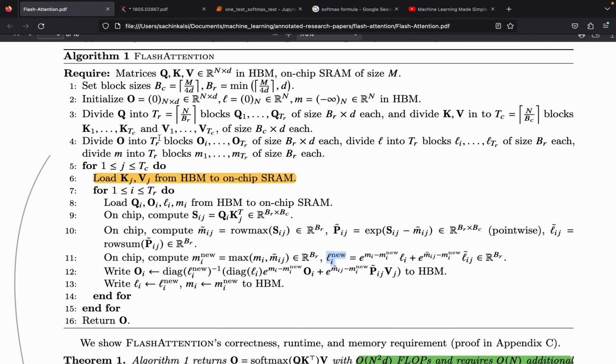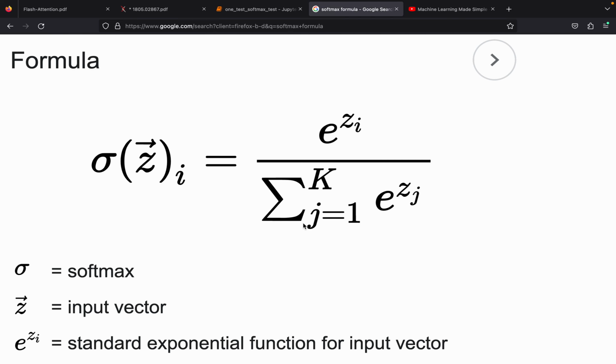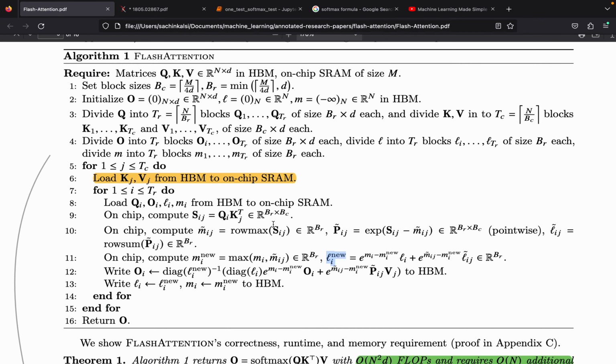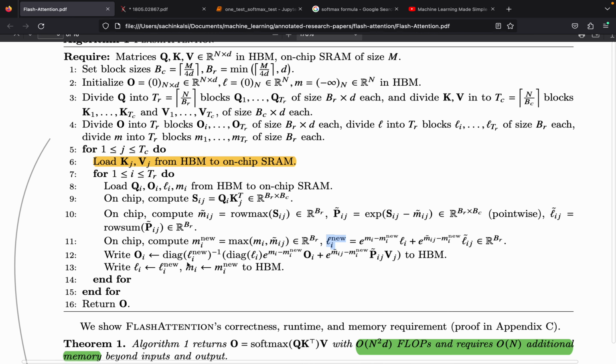Okay, and after that, L is something called the denominator, whatever we are seeing here. L is a summation where we go to each of the elements and take e raised to that element minus the max. That's what L is, and that is with respect to only the blocks which have been loaded. Okay, and then finally Oi will be calculated, that is the output, and that's also written back to the HBM. Similarly the L and M values as well, right?